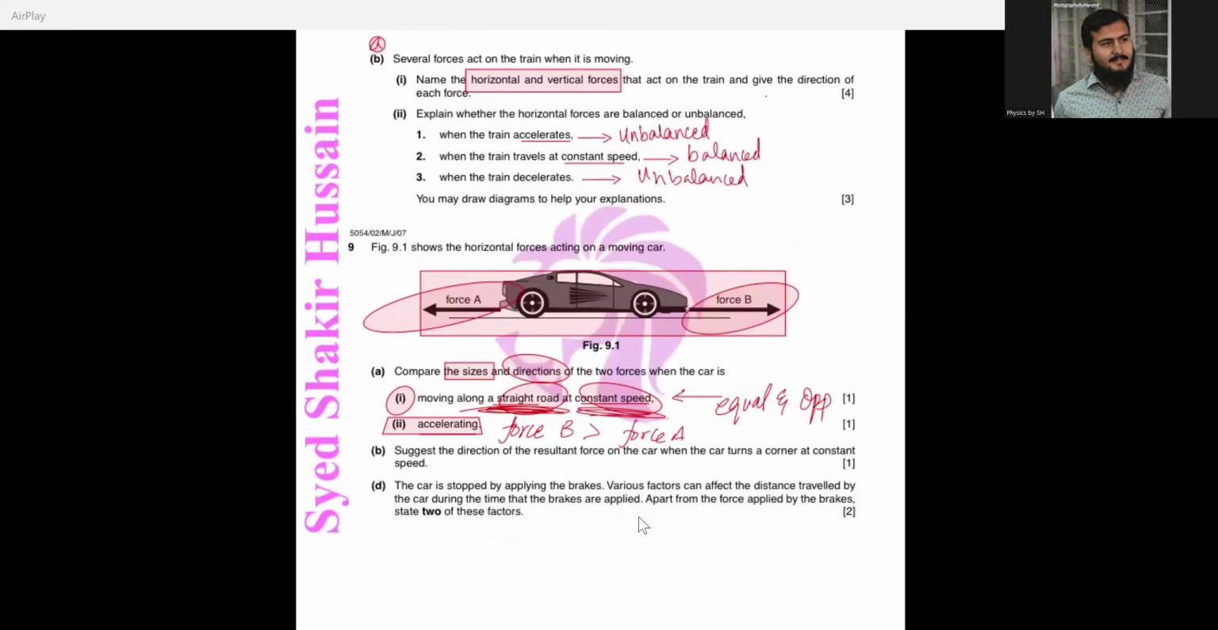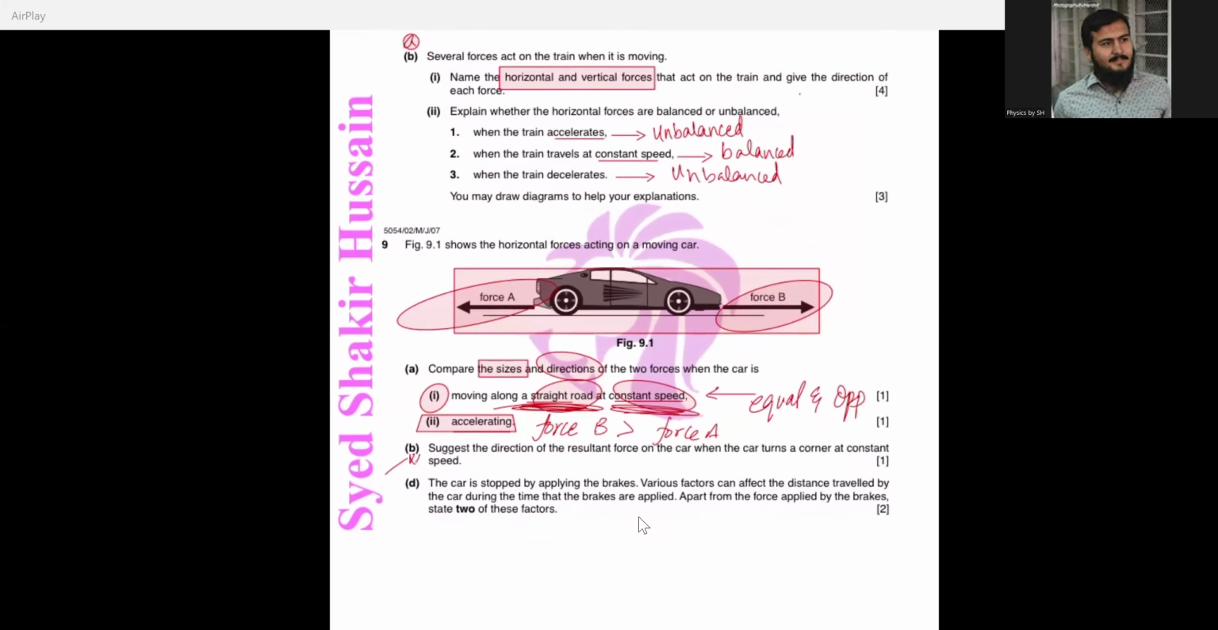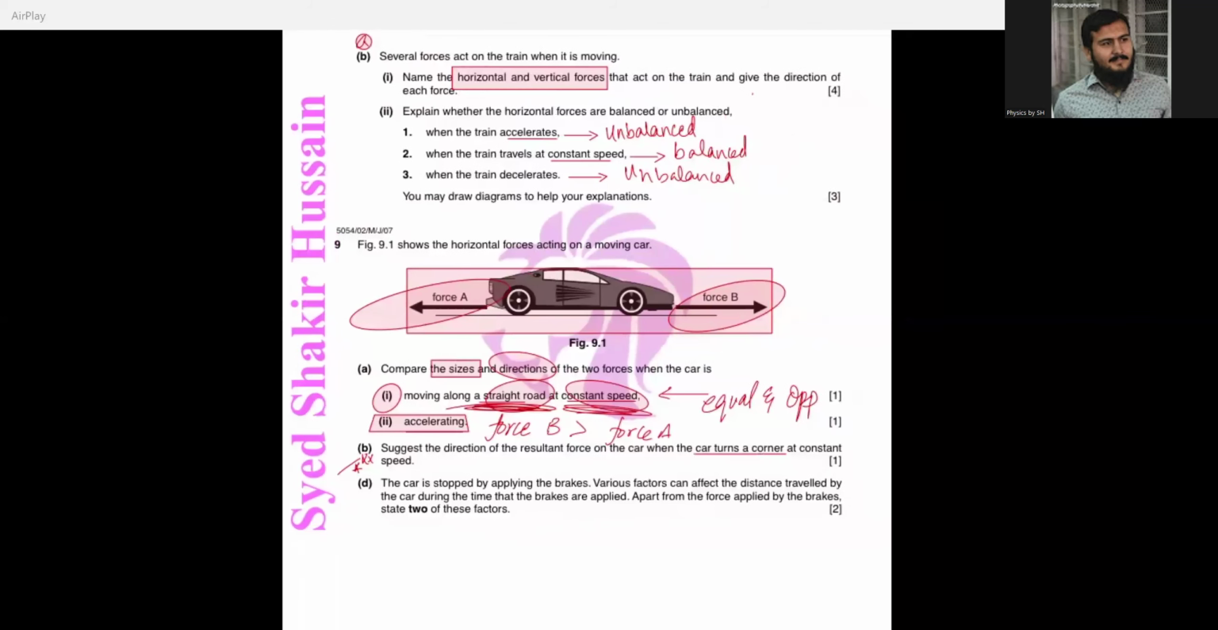All right. Suggest the direction of the resultant force on the car when the car turns a corner at a constant speed. So the car turns a corner, and that too at a constant speed. So what will be the direction of the resultant force?